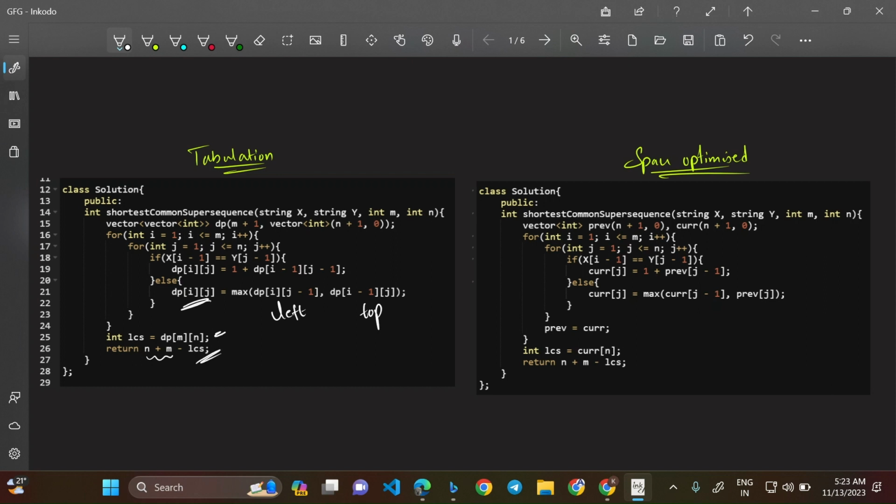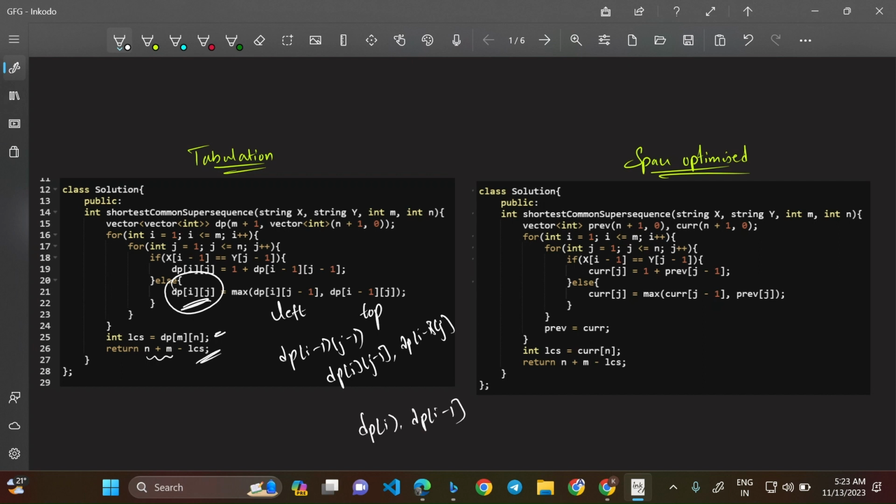But how are we going to space optimize this? Remember, you can clearly see this. DP of i j is only dependent upon DP of i minus 1, j minus 1, and either it's dependent upon DP of i, j minus 1 and DP of i minus 1, j. All right, so it's only depending upon your current position and your previous position, isn't it? It's only dependent upon your current vector and your previous vector, DP of i and DP of i minus 1. That's it. They are not depending upon DP of i minus 2 or minus 3 or i minus n or anything. It's only dependent upon DP of i and DP of i minus 1.